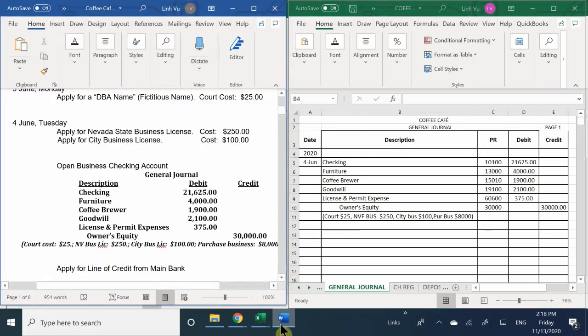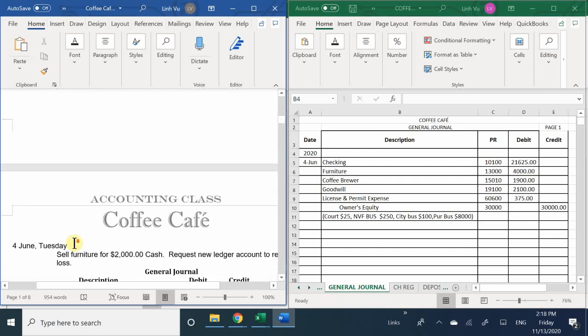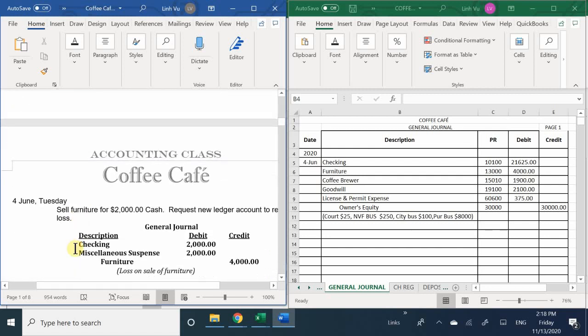So now let's see what has happened next. On the same day, what happened here? Do we need to record this transaction? Correct. We only applied for the line of credit. We haven't gotten it yet, and we don't even know how much we got. So nothing here. We can move on to the next scenario.